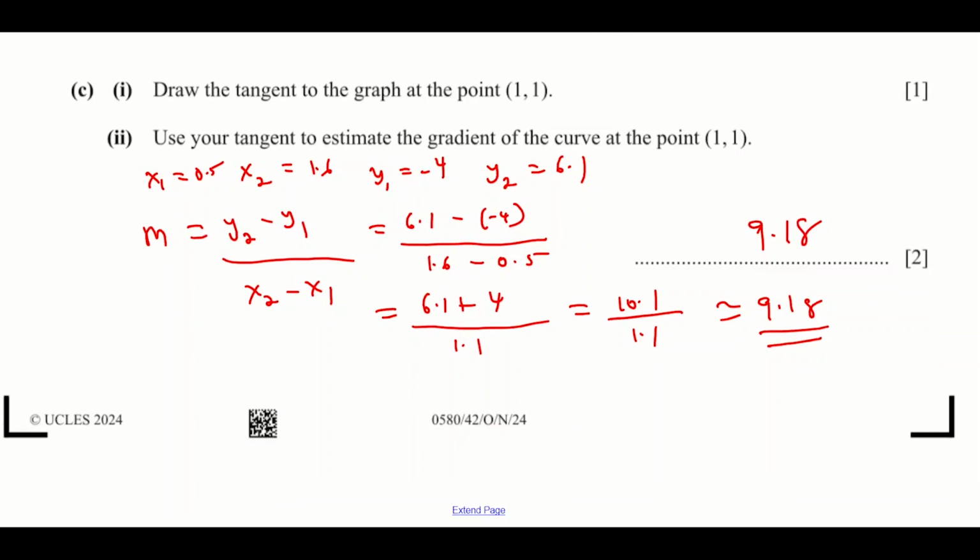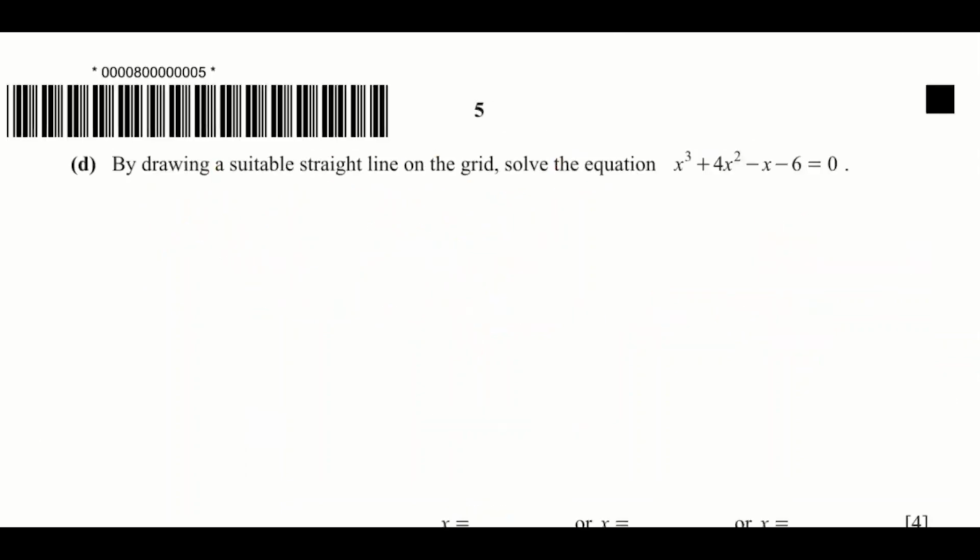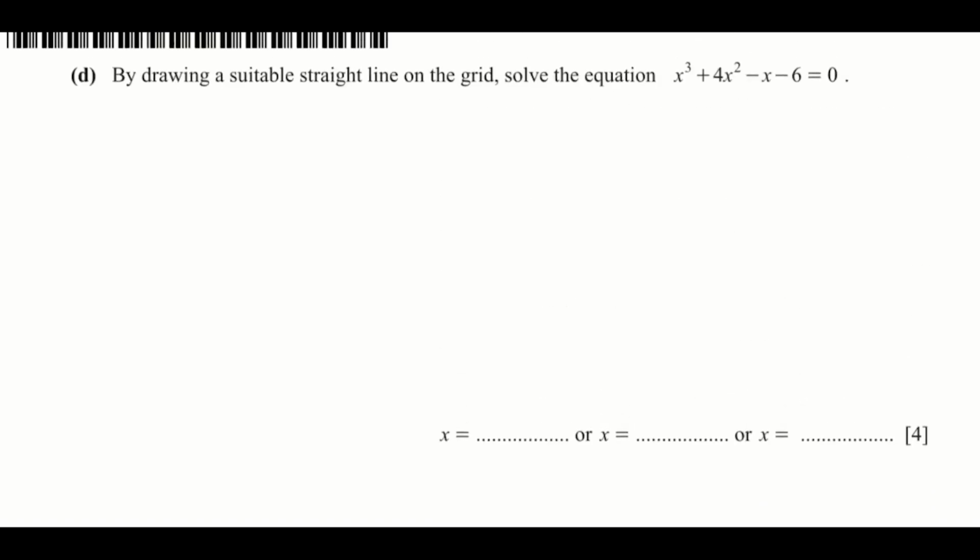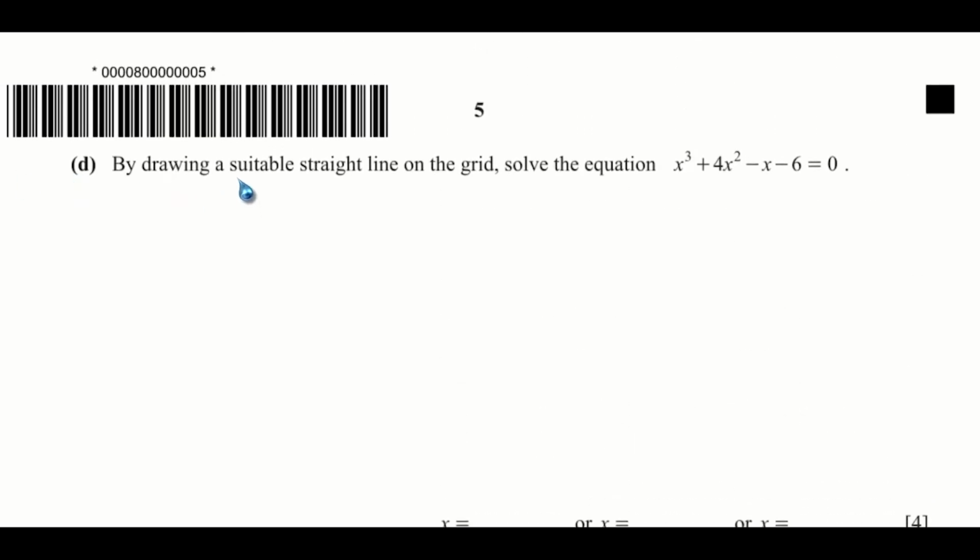That will be question 2D Roman figure. Okay, so we have only one question here. So by drawing a suitable straight line on the grid, solve the equation this. Okay, so don't forget that the original equation is y equals x to the power of 3 plus 4x squared, then minus 4.